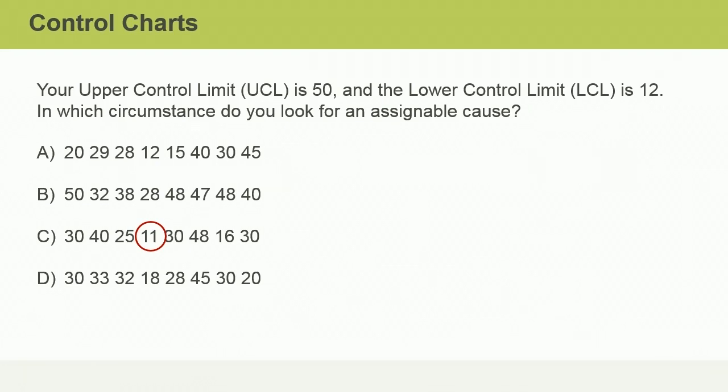In summary, the control chart is a quality tool that takes into account the factor of time. You can use a control chart to evaluate a product or service, identify trends, and determine if a process is out of control.